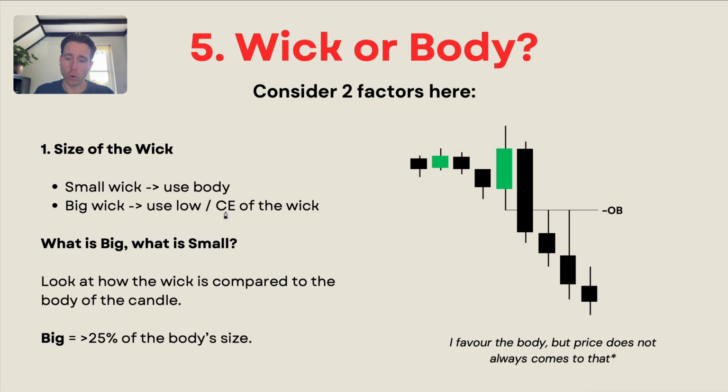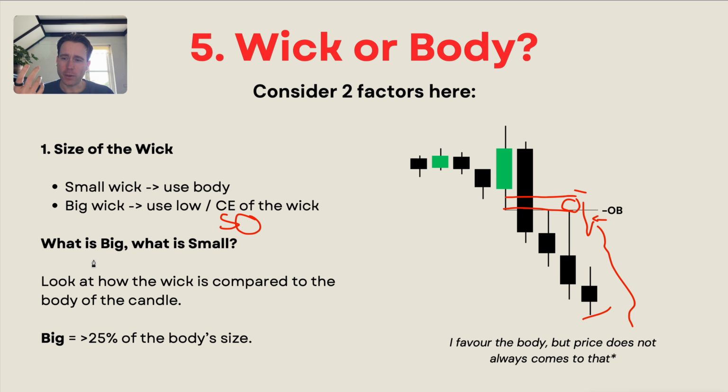I use the low or the CE of the wick. And the CE is the 50% of the wick. So for example here, let's say this is a big wick. Then I use the low of the wick or the 50% constant encroachment of the wick as a key level. So inside this area, I'm going to look for a reaction. When the reaction comes, awesome. I'm going to look for an entry here, stop loss here, TP at an old low to then trade lower.